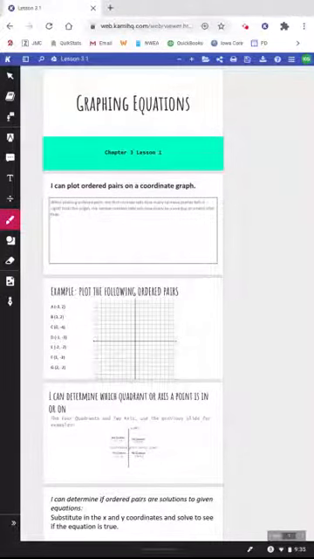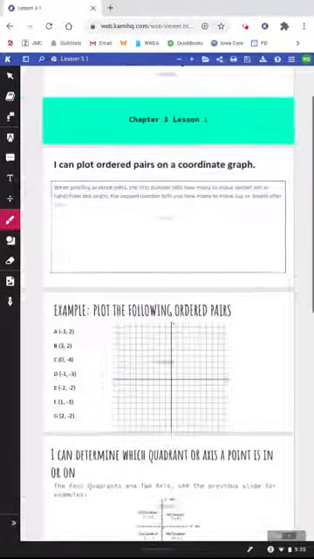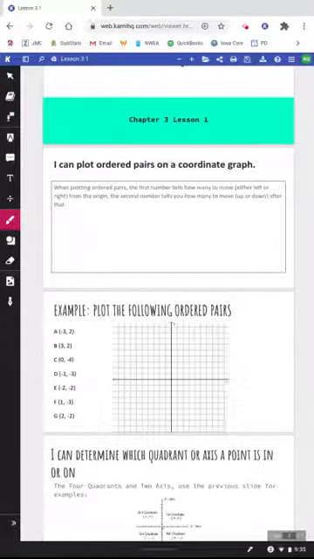Chapter 3, Lesson 1, Graphing Equations. The first thing we're going to talk about is plotting ordered pairs on a coordinate graph.